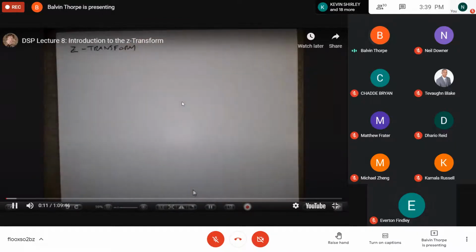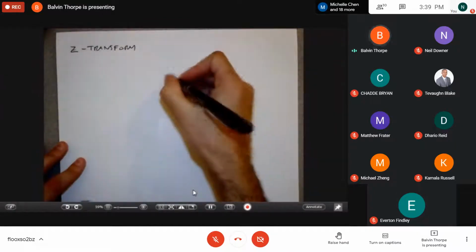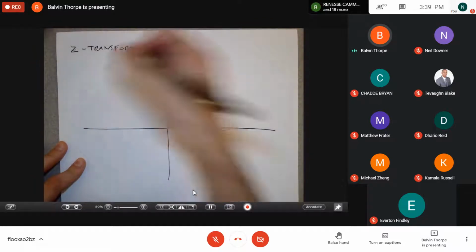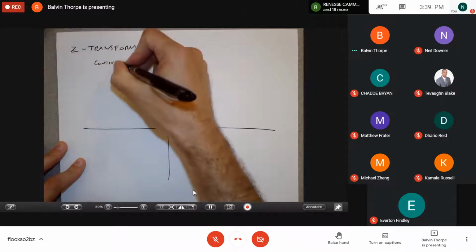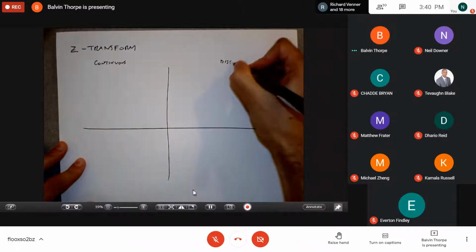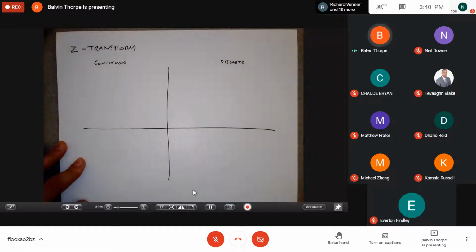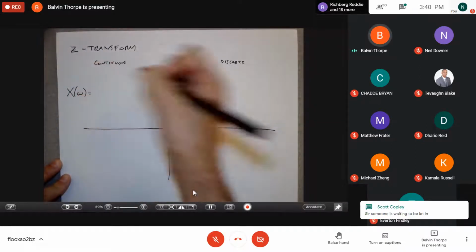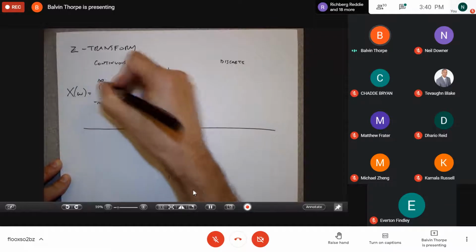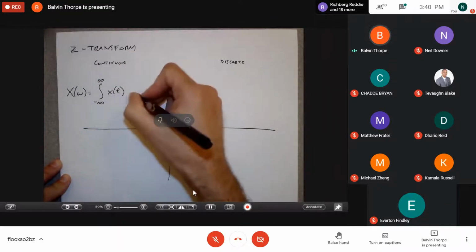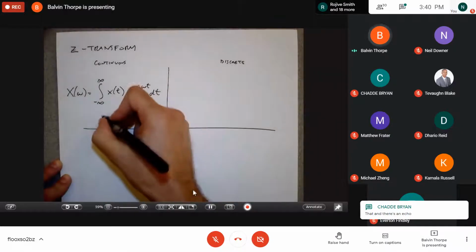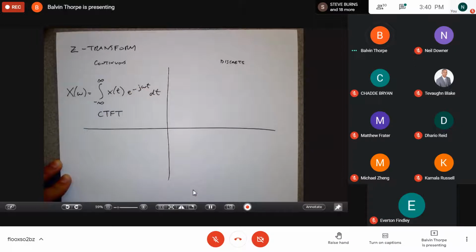And so, as a setup, what we talked about so far was kind of in a continuous world and the discrete world. We started talking about the continuous time Fourier transform. In the continuous time world, I define this integral over some continuous time, and I call this the continuous time Fourier transform.